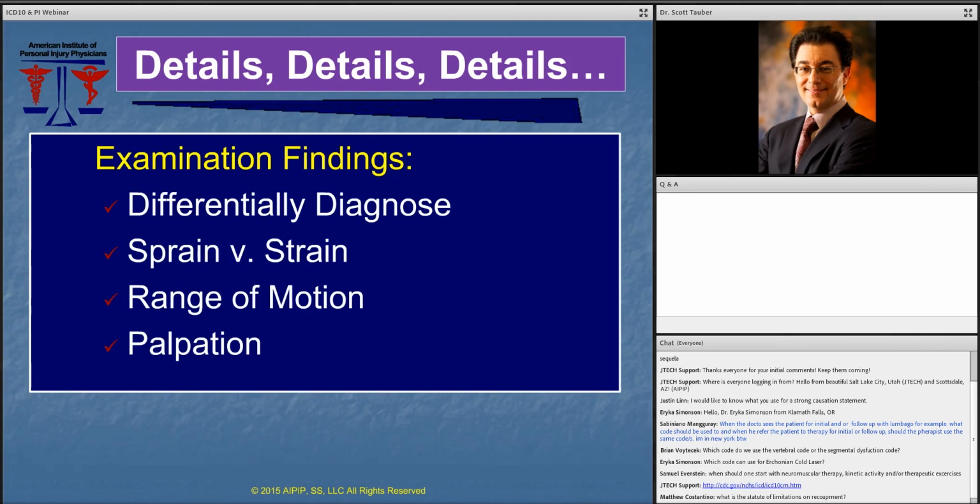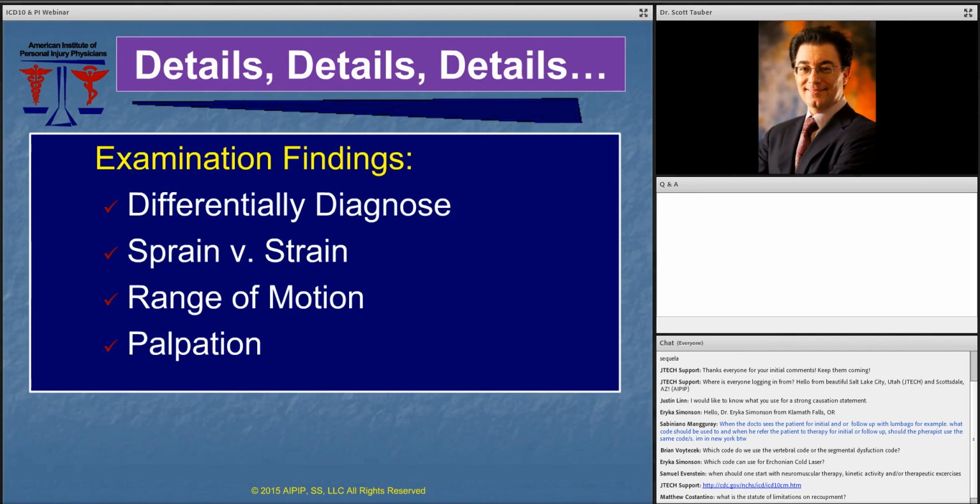Range of motion, that's always good for differentially diagnosing. Palpation, you can also use that. So here are a few things that you can apply directly into your practice. I'm going to give you one orthopedic test here in just a second, but I just want to tell you that when you do your exams and we're trying to differentially diagnose sprain versus strain, orthopedic testing is probably the easiest way to do it.